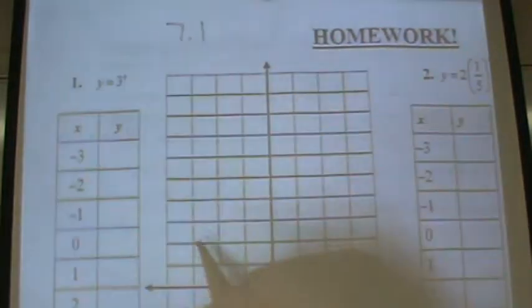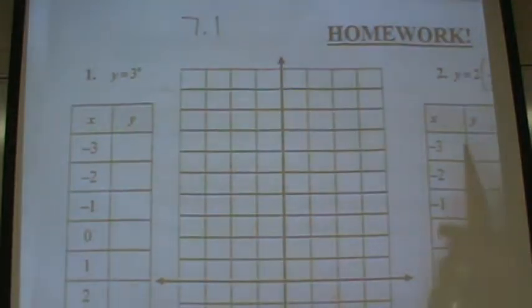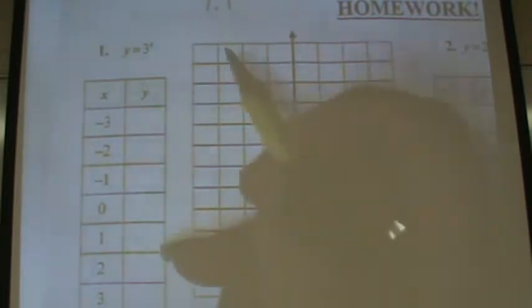Algebra 2, Year 2. This is 7.1, Day 2 homework. We are graphing exponential functions. Number 1 says y is equal to 3 to the x power.